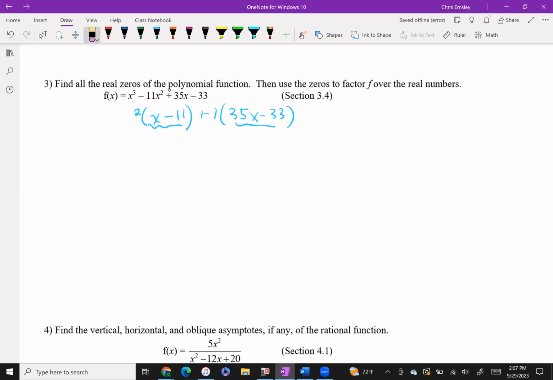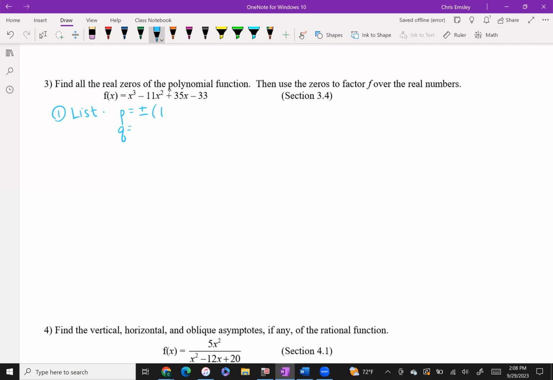So if we can't factor it, that's when we need to use our rational root theorem. And we have kind of a 3-part process for that. The first thing we want to do is list all the possible rational solutions. Those are based on what we call P and Q. P is a list of the factors of your constant. So here we're looking at the factors of negative 33. We always want to include the positive and the negative of each number we're considering.